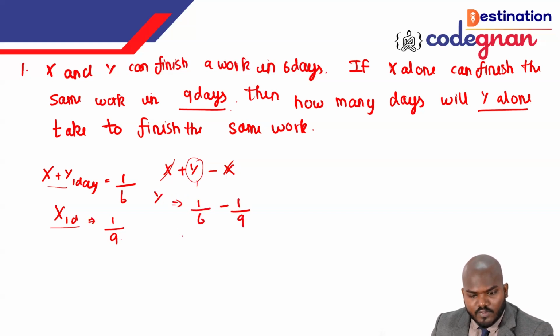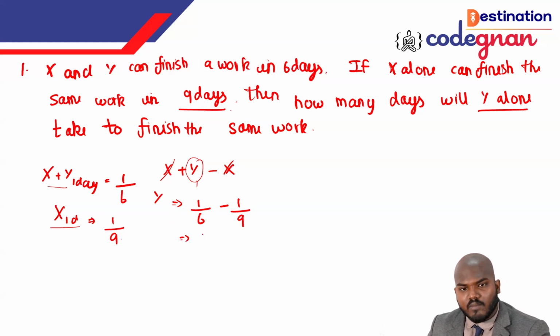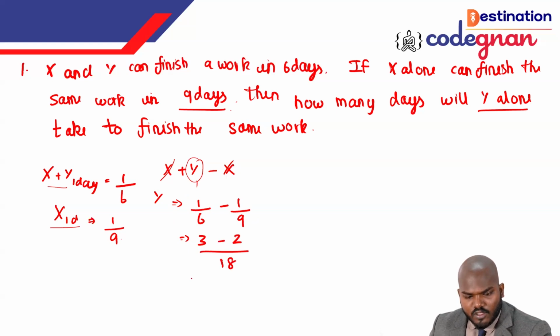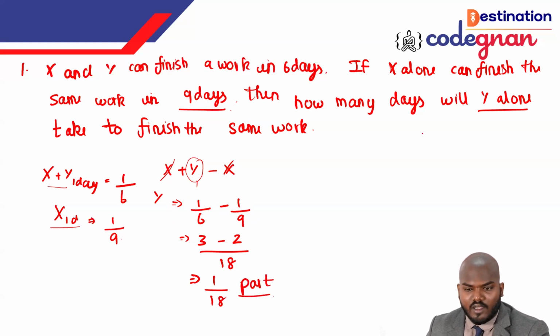So the LCM of 9 and 6 we can call as 18. This side will have 3, this side is 2. 18 there. You will get the value 1 by 18 part. Okay, so guys, this is a part. They are asking what? Days. So this part means what is a day answer? It is definitely going to be 18 days, the probable answer of this question.